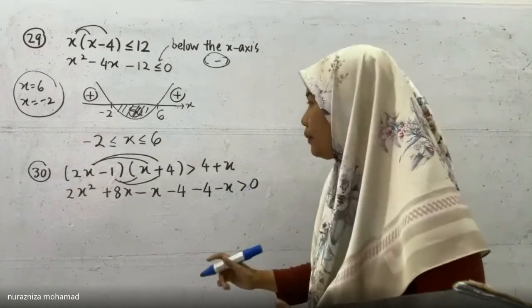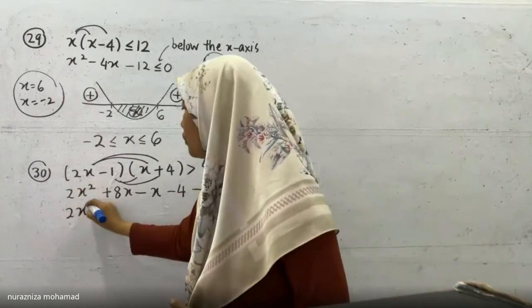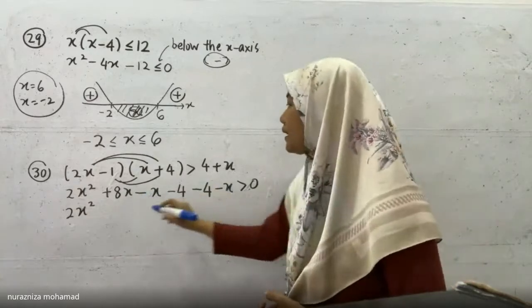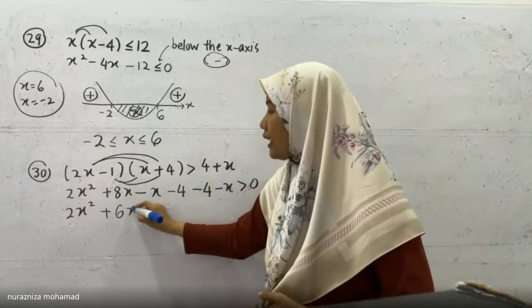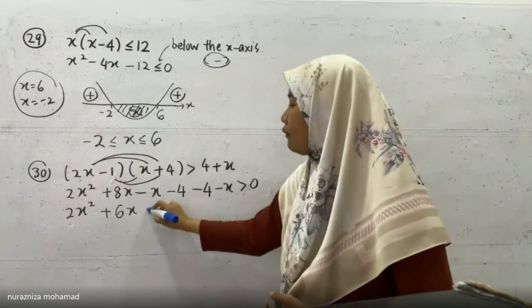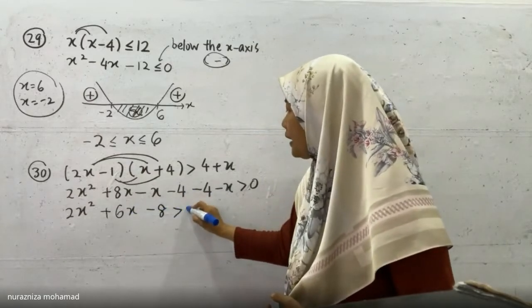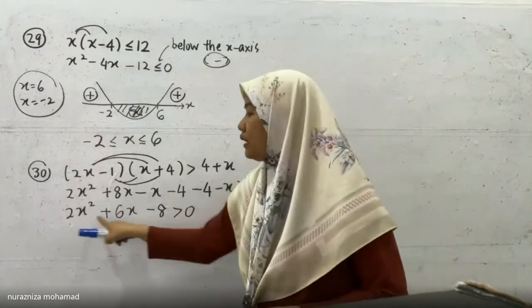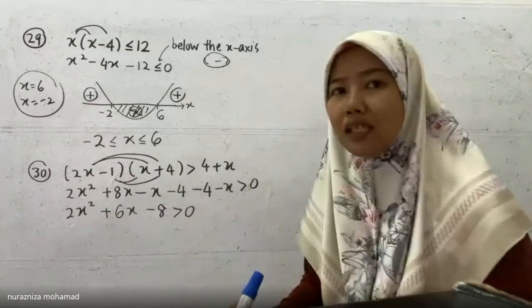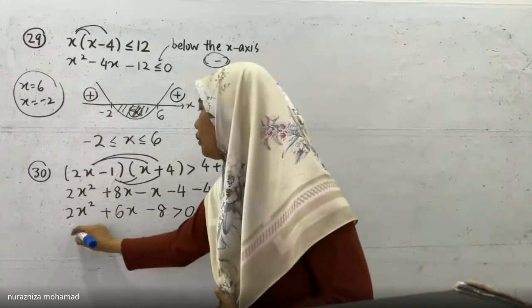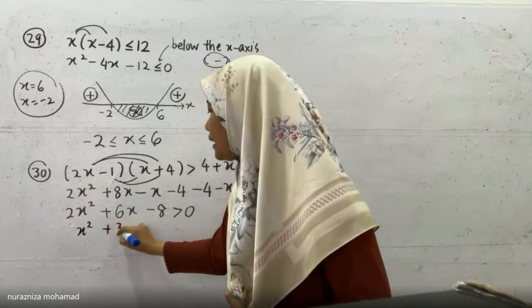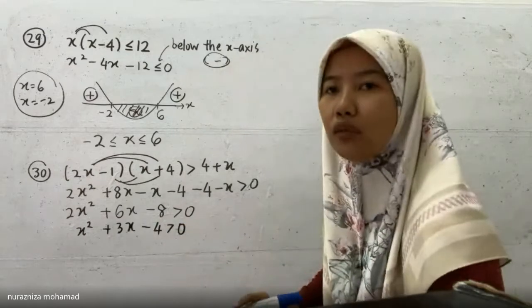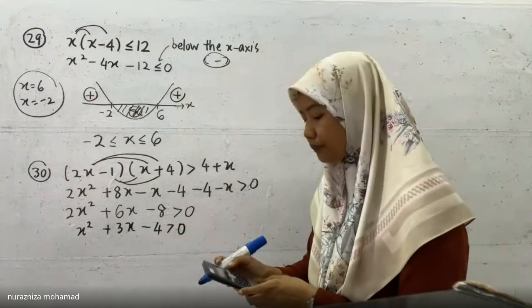Okay, next we simplify. So we have 2x squared. 8x minus x, we have 7x. 7x minus x is equal to 6x. Negative 4 minus negative 4 is equal to negative 8 is greater than 0. Okay, now as you can see all this, you can divide by 2. So we simplify. So you divide by 2, it will be x squared plus 3x minus 4 is greater than 0.